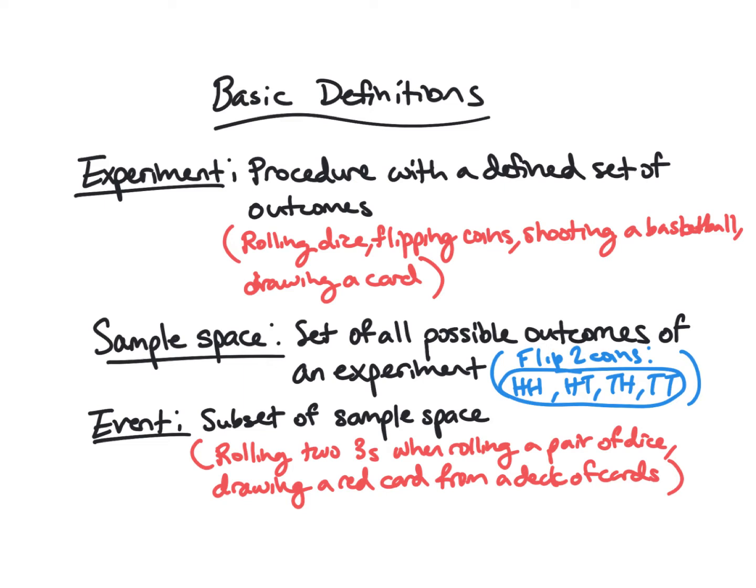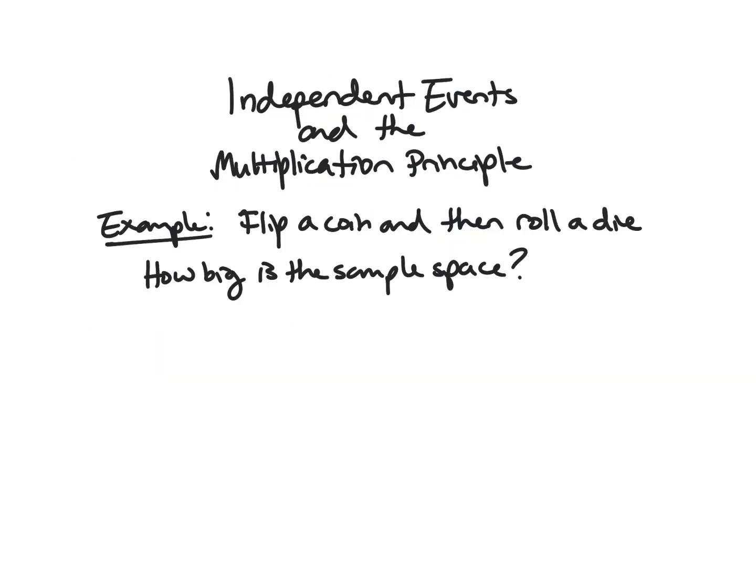So I gave a couple examples here, right? If you roll a pair of dice, rolling two threes, if you want to figure out the probability of that, like that is an event. Or drawing a red card from a deck of cards, right? That is an event, and it's an event that occurs with 50% likelihood, right? Because half the deck consists of red cards.